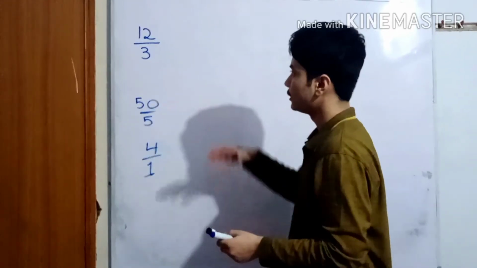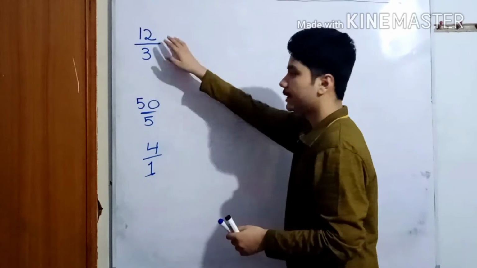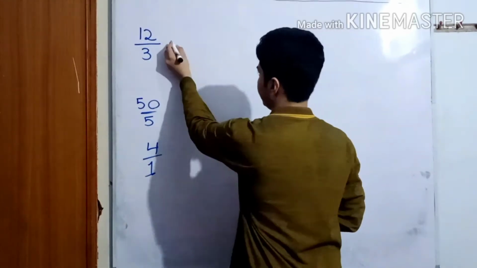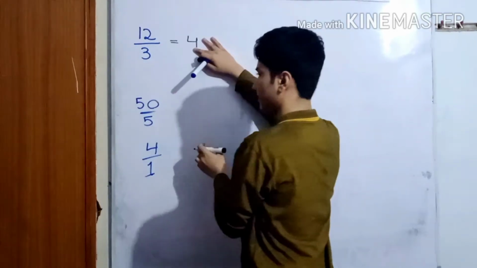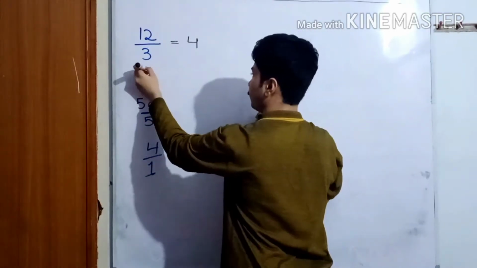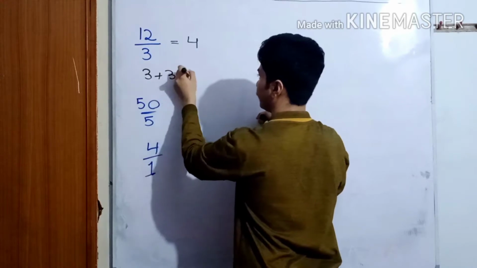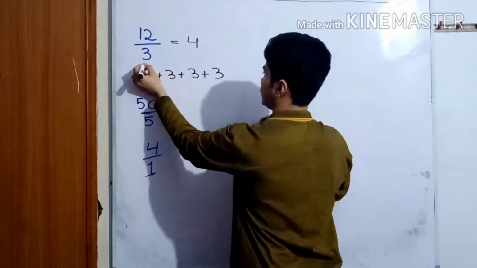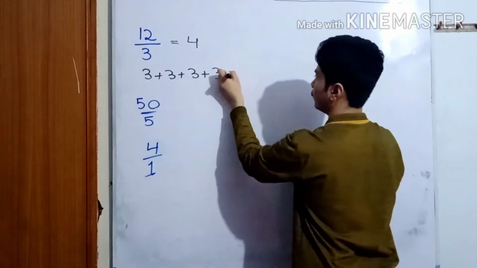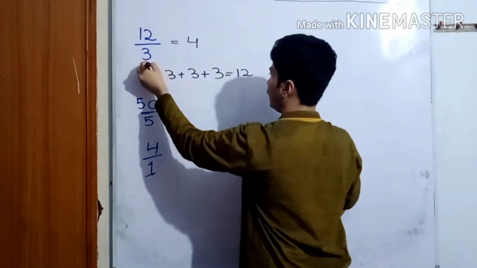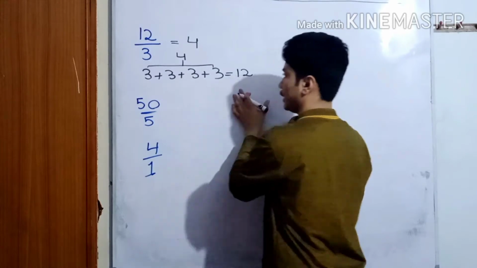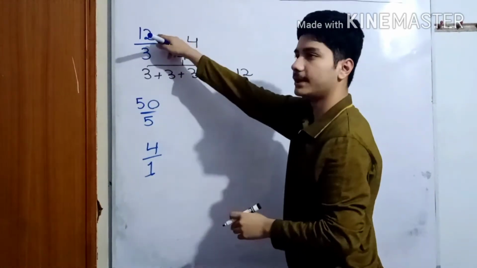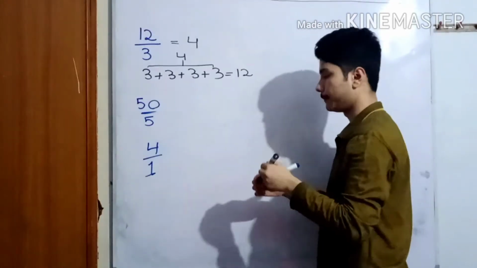Here, as you can see, when you divide 12 by the number 3, you will get the answer 4. Why? Because the 4 represents that if you add the number 3 four times, 1, 2, 3, 4, you will get the number 12. That is why when you divide 12 by 3, you get the answer 4.